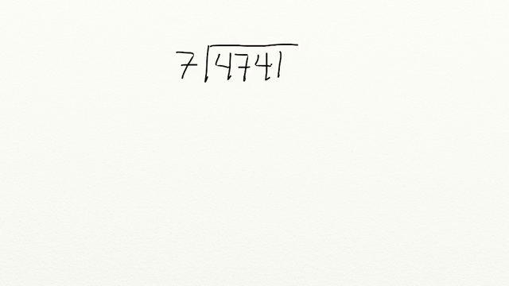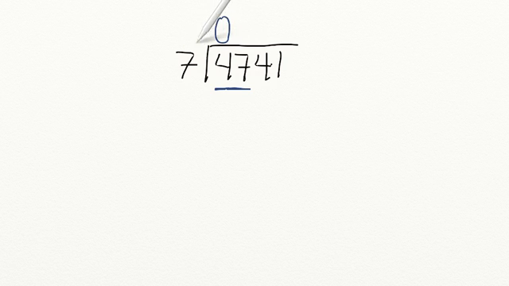Let's walk through a practice problem together. We are going to divide 4,741 by a divisor of 7. So our first step is to find out how many times 7 can go into our first digit of our dividend. Since 7 is greater than 4, we immediately put a 0 above our thousands place as a placeholder, and then we move over to our next place value.